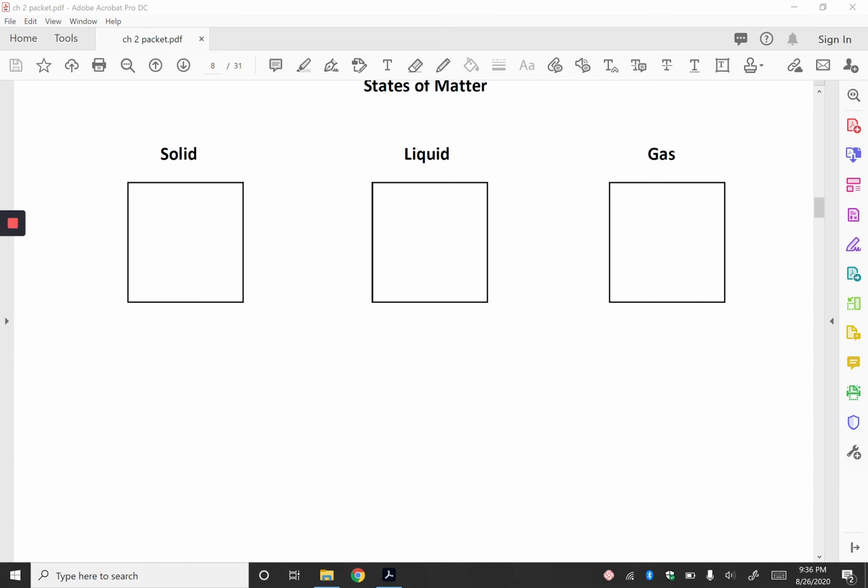Hi guys, let's talk about states of matter. Some of this will be review for you. A little bit of it will be new, but most of it will be review. So our three states of matter are solids, liquids, and gases.